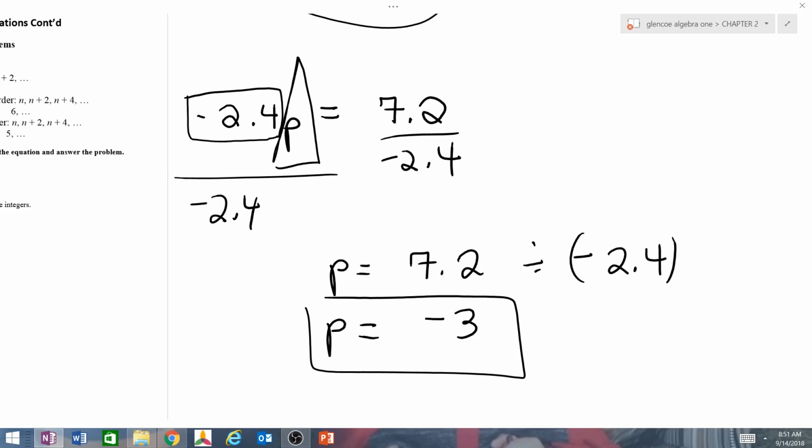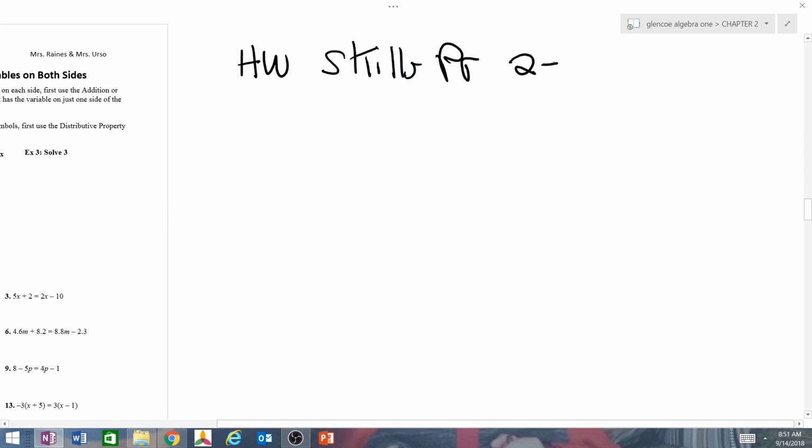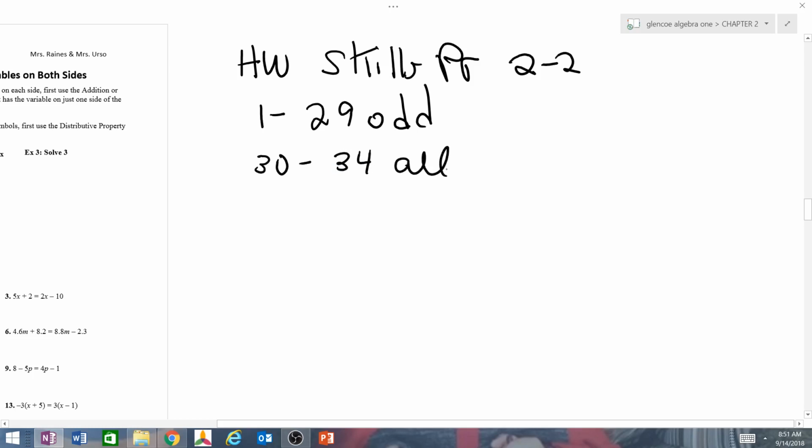So we are on page 2 in our packet. The homework for this evening says at the top, skills practice 2.2. And you are doing 1 through 29 odd and 30 through 34 all. So if I were you, I would write that right on the top of that page. And that way, you don't even have to go back and check the board. You don't have to go back and check RenWeb. It's right here. Remember, all work goes on notebook paper.